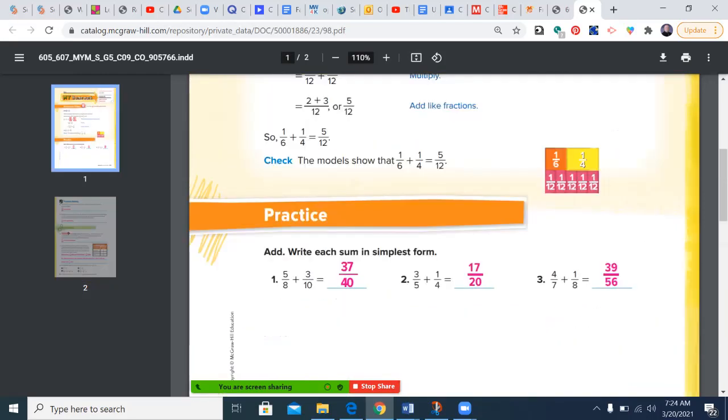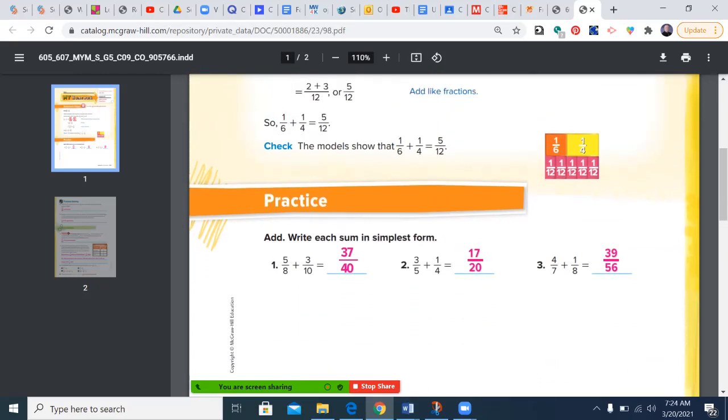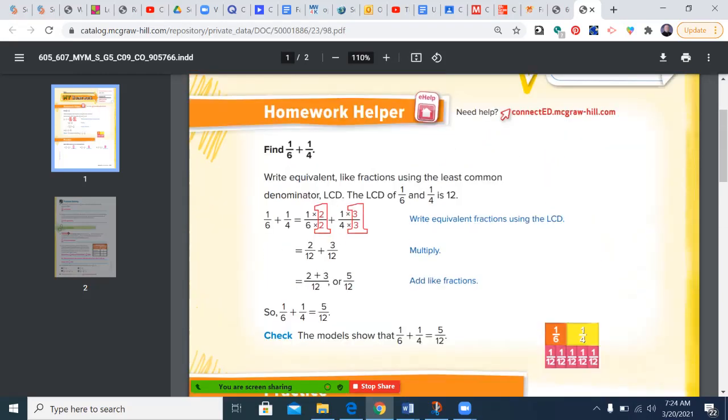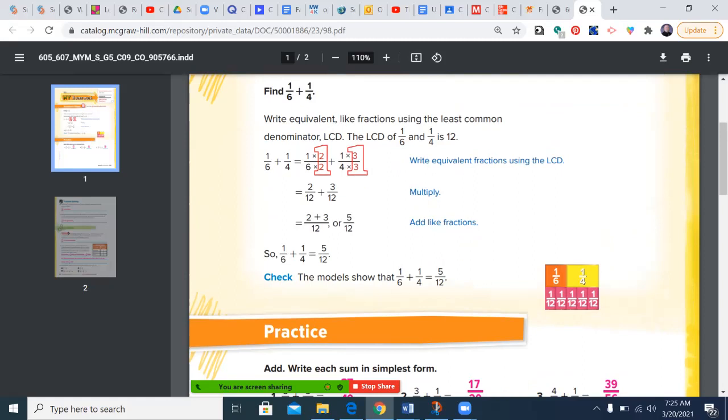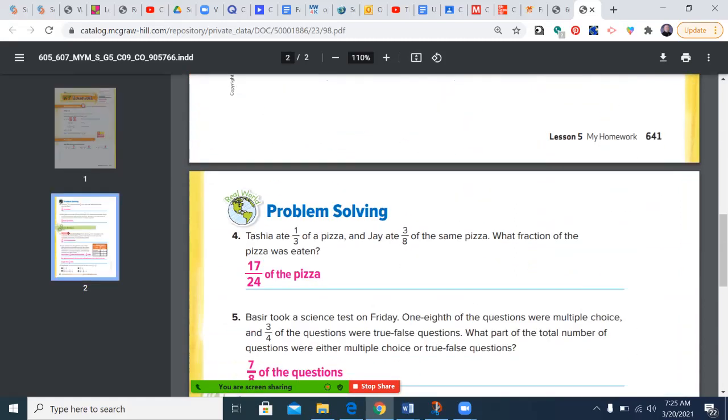Make sure, though, that you never add the denominators. It doesn't give us our steps, but we find the equivalent fractions using the least common multiple of the denominators. We do our multiplying of those to get the like fractions, and then we just add and then simplify.